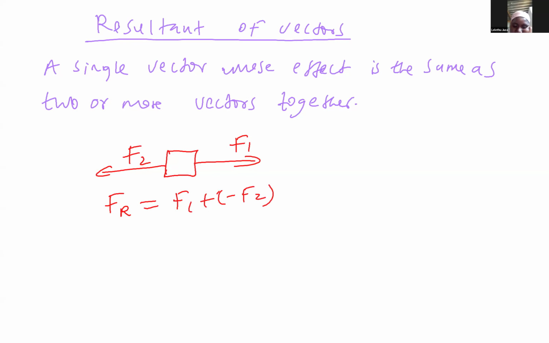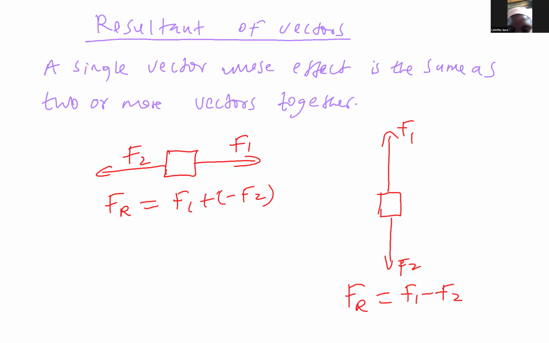So if we have a situation like this, the same applies. Our FR along the vertical is F1 minus F2. Then let me show you when we have forces acting on the same object. I will share the screen after the lesson.